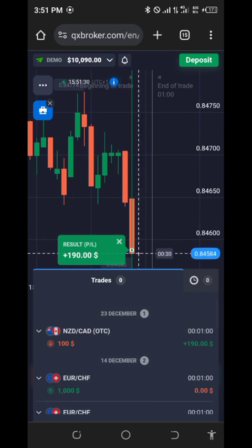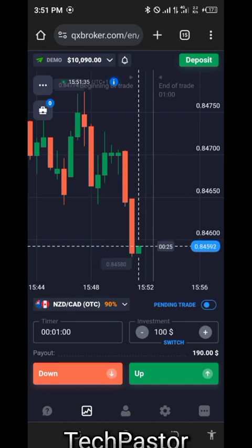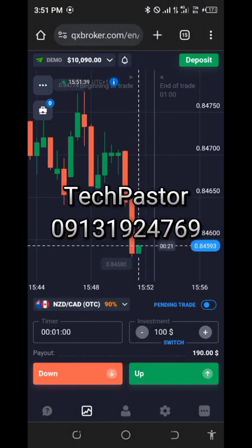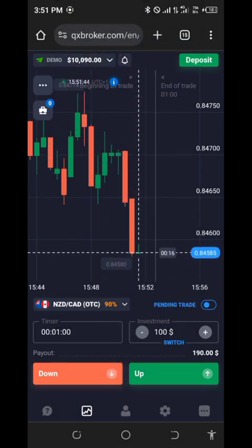That is 190. So that's how it goes. I just won $90. So assuming this is my real account and I follow DST's signal and put $100, that means you can now see I have $10,090. That is how it works.